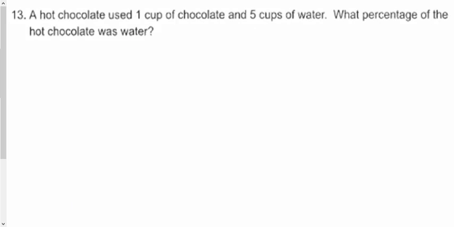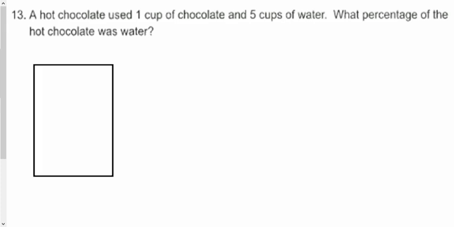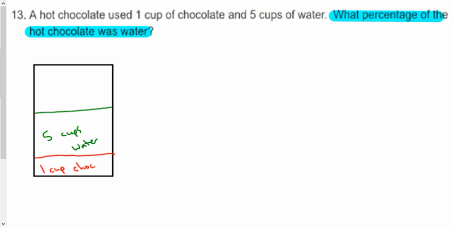Number 13, hot chocolate. Used 1 cup of chocolate and 5 cups of water. What percentage of the hot chocolate was water? Let's dump in our 1 cup chocolate and our 5 cups water. And let's think about this. It's interested in what percentage the hot chocolate was water. That'd be 5 cups, water on top.